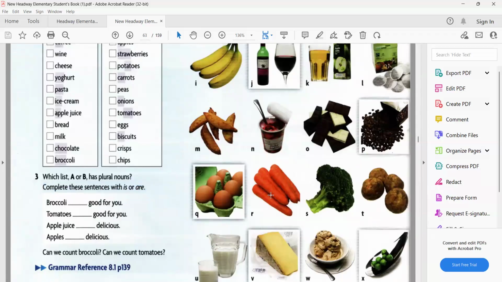Broccoli is only one, so we say broccoli is good for you. Tomatoes, here tomatoes is plural, so we use tomatoes are good for you. Apple juice. What do you think? Apple juice is singular or plural? It is singular. So apple juice is delicious. Apples are delicious. So apples, because it's not just one apple, it's many apples, we use are.